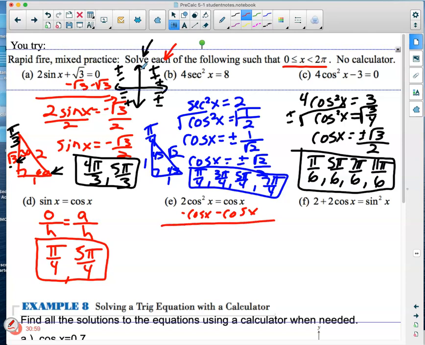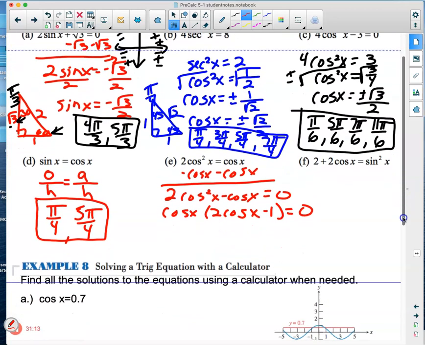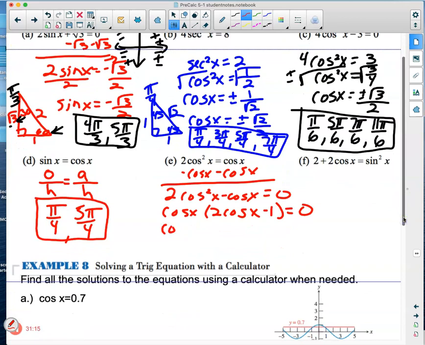So let's subtract cosine of x from both sides. And let's factor. We'd have to take a cosine of x out, and that would give us 2 cosine of x minus 1 left in our parentheses. And now using the zero product property, either the cosine of x is going to equal 0 or 2 cosine of x minus 1 is going to equal 0. So cosine of x equals 0.